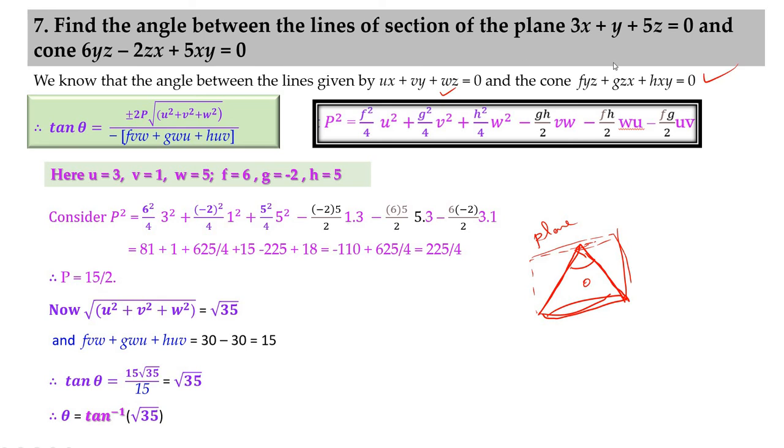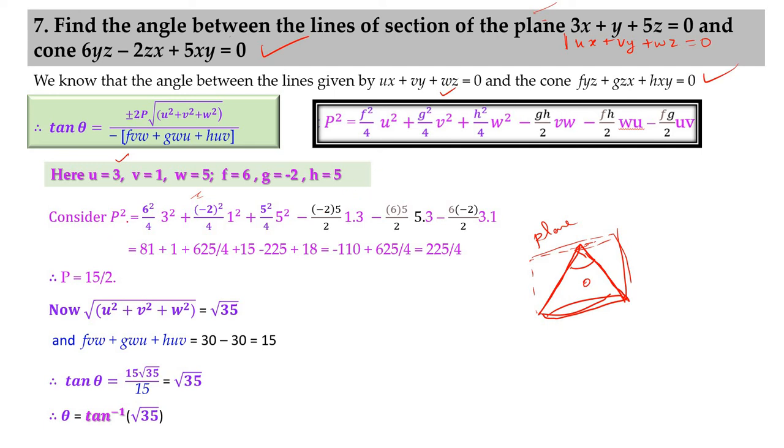Now you compare this 3x, this one, with ux plus vy plus wz equal to 0. When you compare it, you will get u to be 3, v is 1, and w is 5. That is what we have, and then you will have to compare this equation with this, so that you get f to be 6 and g to be minus 2, h to be this.